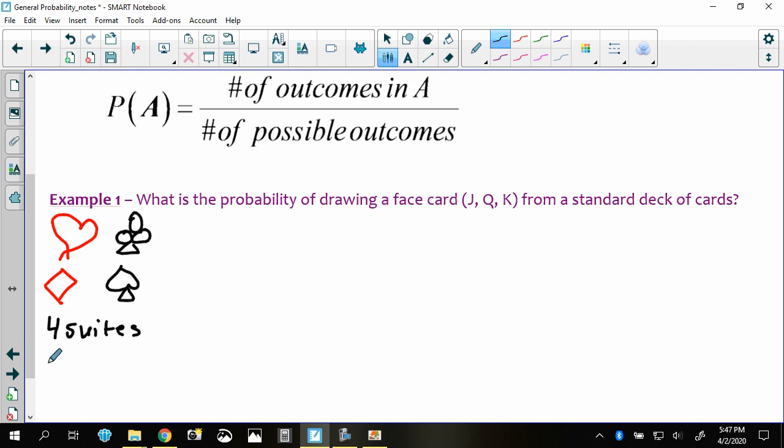Okay, now that's 4 suits. And in each suit you have 2, 3, 4, 5, 6, 7, 8, 9, and 10. Those are your number cards. Then you have a jack, a queen, a king, and an ace. So there are a total of 13 cards in a suit. Okay, there's 13 cards in each of the 4 suits, so each one of these occurs in each of these 4 suits. That's a total of 52 cards.